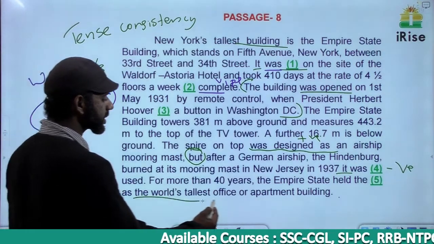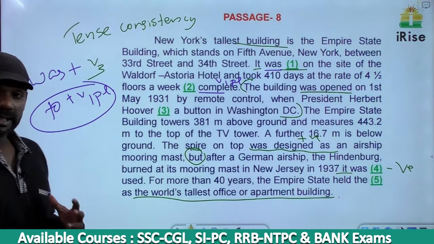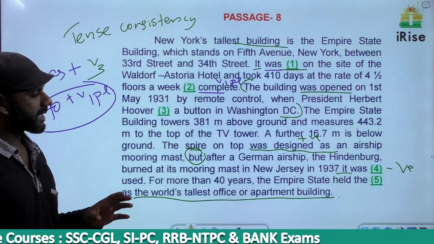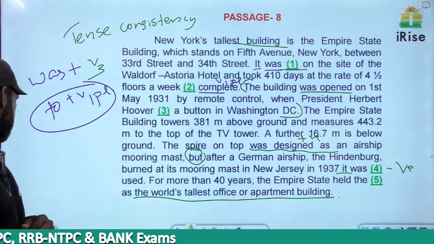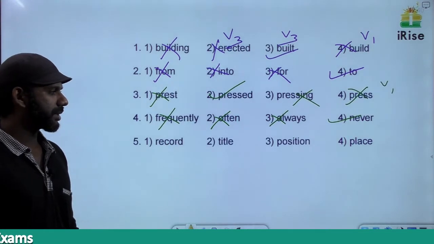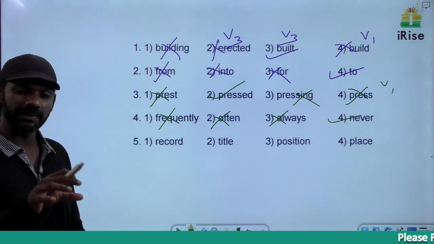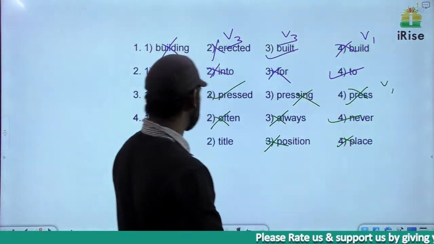as the world's tallest office or apartment building. For more than 40 years, the Empire State held the dash as the world's tallest office or apartment building. Come to the options. Record, title, position, place. Position is gone. Position is where something is kept, gone. Place also same thing, where something is kept, eliminated.